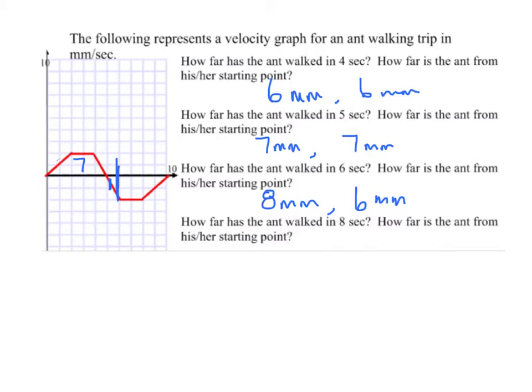Next, how far has the ant walked in 8 seconds? Well, 8 seconds is right here. Okay, this area is 5. So the ant has walked 7 forward, 5 backward for a total of 12 millimeters. And 7 forward, then 5 backward, it's 2 millimeters away from its starting point.